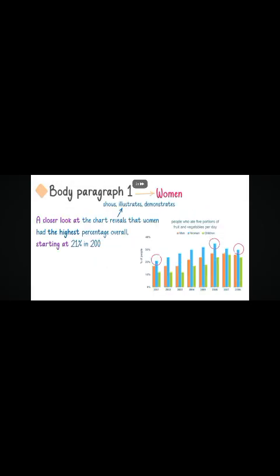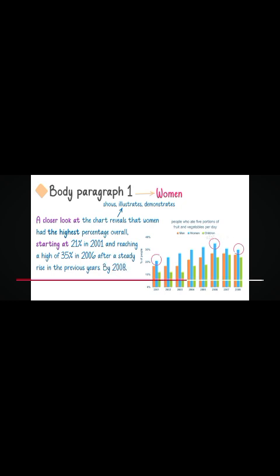Starting at 21% in 2001 and reaching a high of 35% in 2006 after a steady rise in the previous years. This is very important. You have to cover those years before 2006 in a very simple sentence, right, without providing any data.